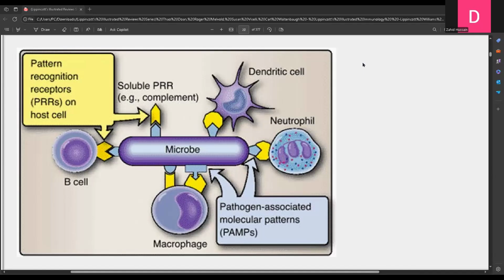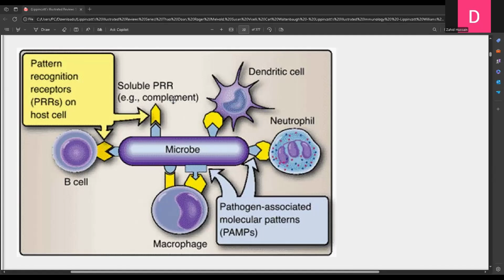These pattern recognition receptors can be soluble, and the soluble pattern recognition receptors are the complement proteins. These complement proteins will recognize microbes and bind with the receptors. There will be some structures on the microbe, and the pattern recognition receptors will recognize and bind with those structures and thereby recognize that microbe.